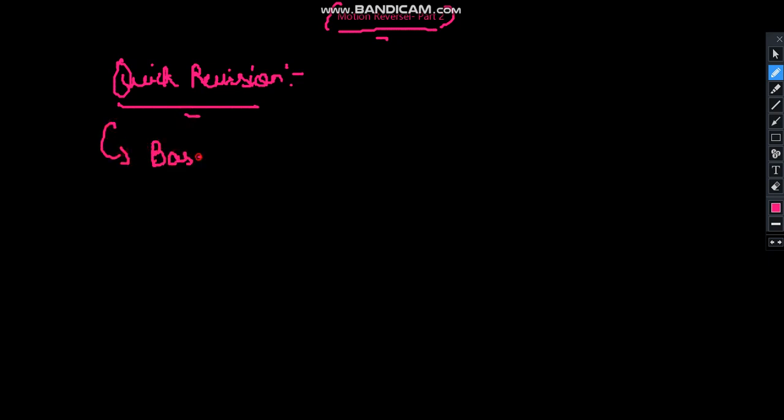This is basically motion reversal part 2. In part 1, I'll just give a quick revision. In part 1, I taught you about the basics of motion reversal. This is the base to everything, even for projectiles and so on.